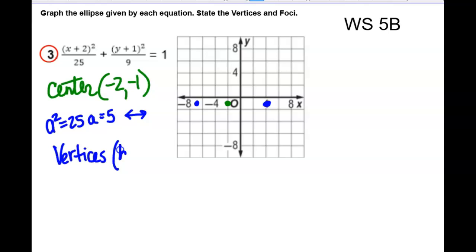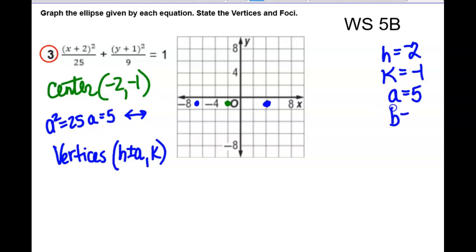I'm thinking it says H plus or minus A comma K. Is that what it says? Okay, so I can go over here and give you a little guidelines. What's H? -2. What's K? -1. A was 5. B is going to be, anybody know? 3. And we'll find C in a minute.